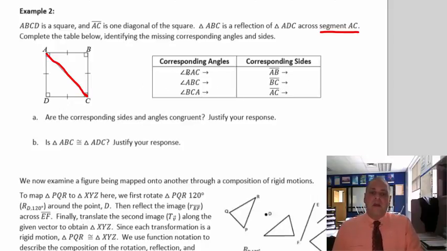So it's pretty easy. If we did the reflection, this angle would go to that angle. I'm going to do colors. This angle would go to this angle. This angle would go to that angle. Those are the corresponding angles. So BAC is this one here. That would match up with this one, and that's going to be angle DAC.